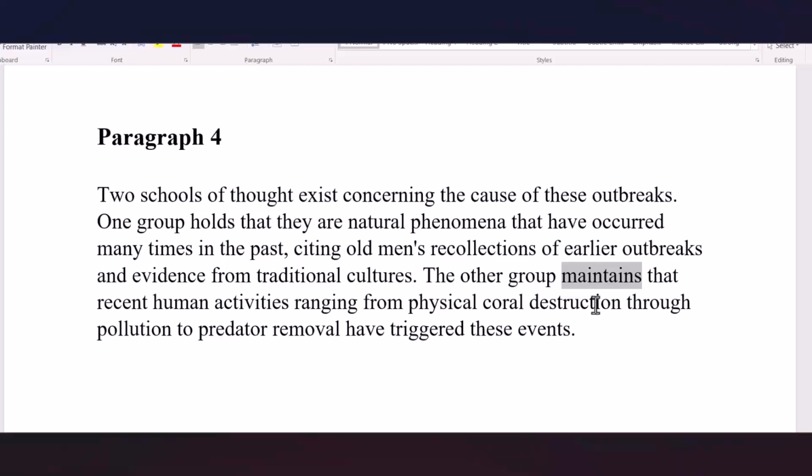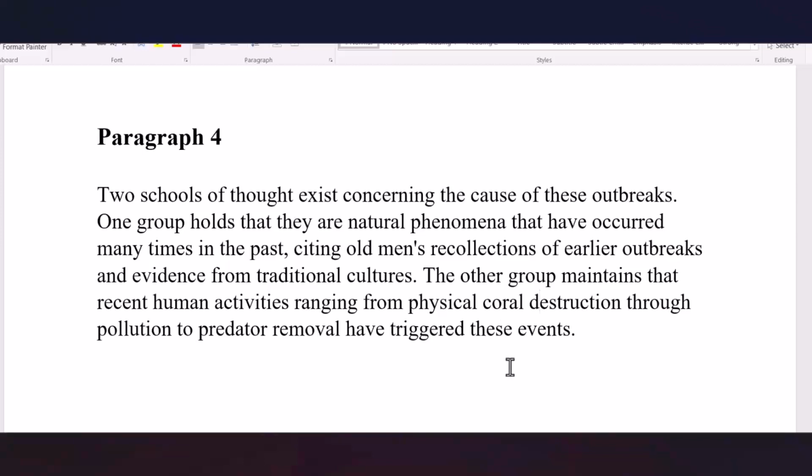Like hold, maintain has a common meaning that I just mentioned, and it also carries other meanings too. In this sentence, maintain means hold, means believe, but in a stronger sense of the word. Here maintain means to claim, to assert, but hold here is softer than maintain. It means believe, to be of the opinion. All right. The other group maintains that recent human activities, ranging from physical coral destruction through pollution to predator removal, have triggered these events.